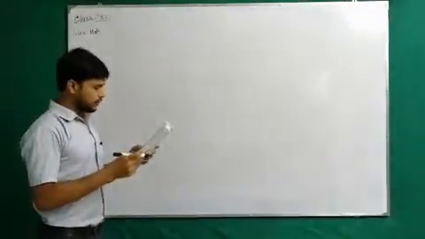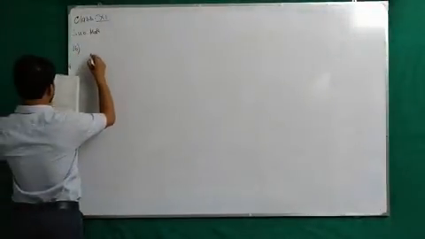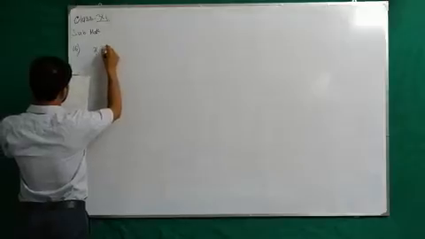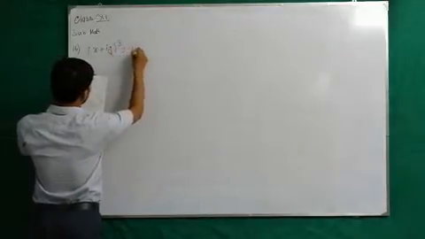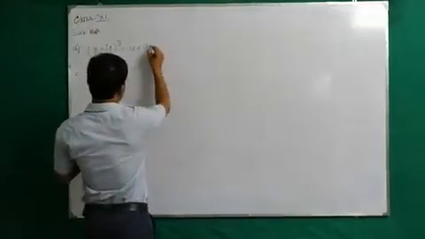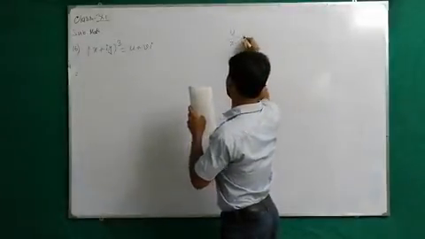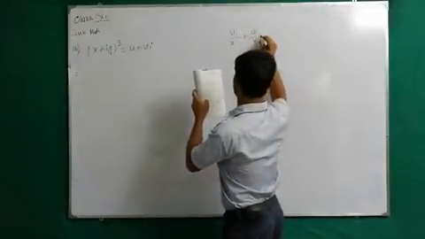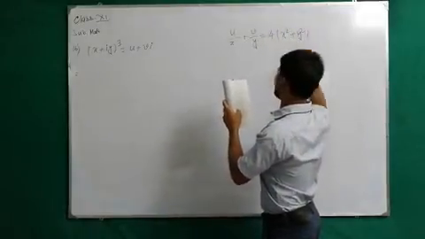Now we'll solve question number 16. If (x plus iy) whole cube is equal to u plus iv, then we have to show that u by x plus v by y is equal to 4 into (x square minus y square).